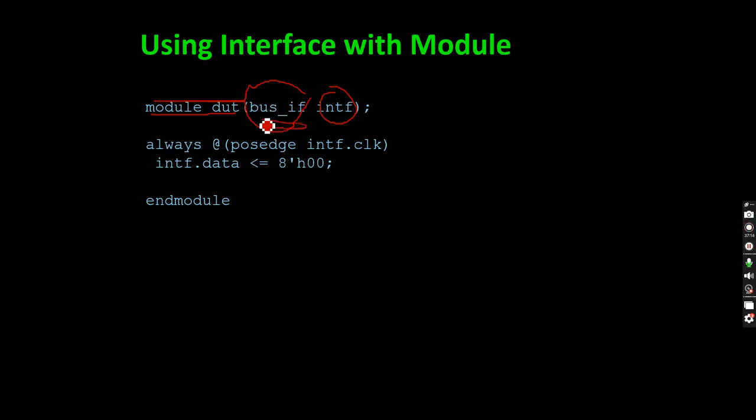So automatically the port list is now replaced with all three. How many signals do we have? Totally three signals are there, right? Those three signals will come inside if you use it like this. Now, how to assign the values?